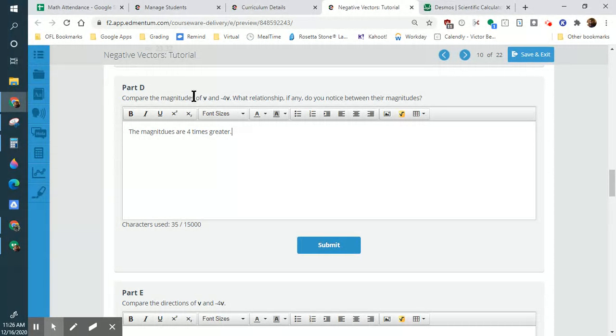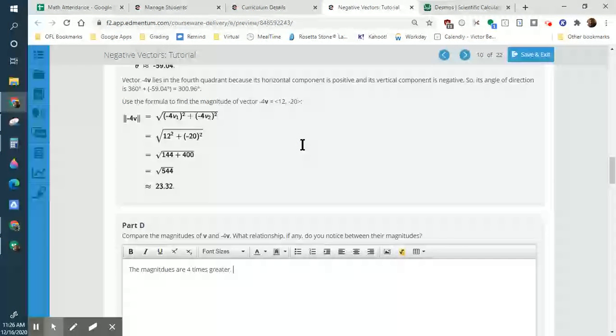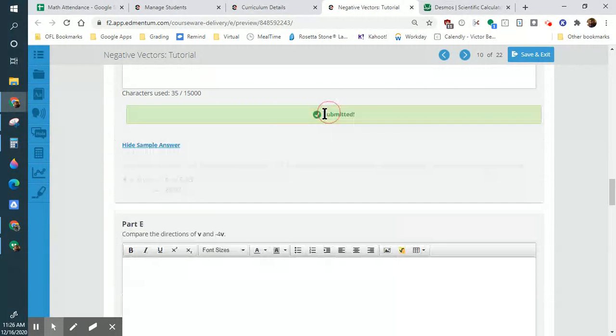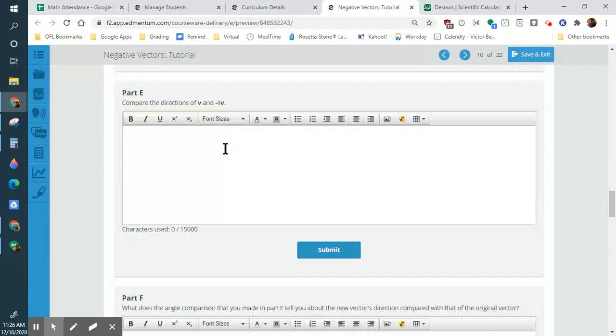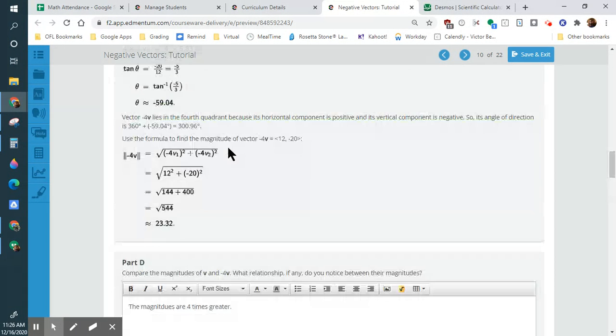What is the relationship between them? 4 times greater, but it is in the... Well, I can't even say that because it ended up being the same thing. Because of the fact that the negative and a positive, it looks like it ends up being in the same direction. Compare the directions. Well, if you compare the directions, they are the same.